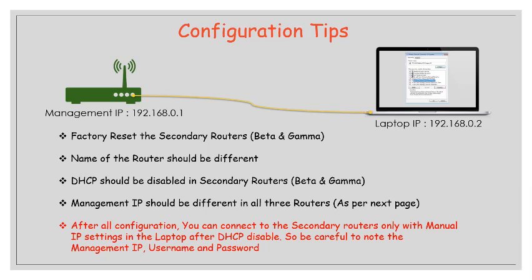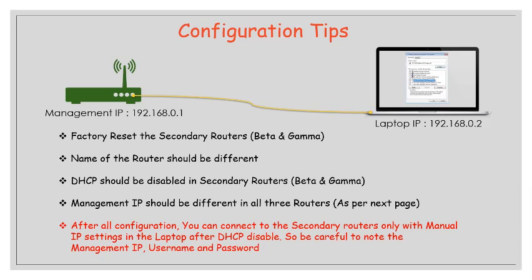DHCP should be disabled in the secondary routers. The main reason behind this is we want a single DHCP server in your home infrastructure. Your single DHCP server should be allocating the IP address for all the endpoints, that are mobile phones, laptops, computers, etc. We do not want multiple DHCP servers giving IP addresses to the devices, which will create IP conflicts. So your alpha router should be your DHCP server.